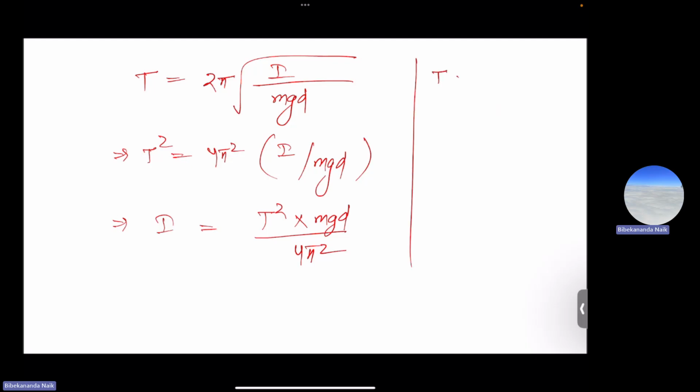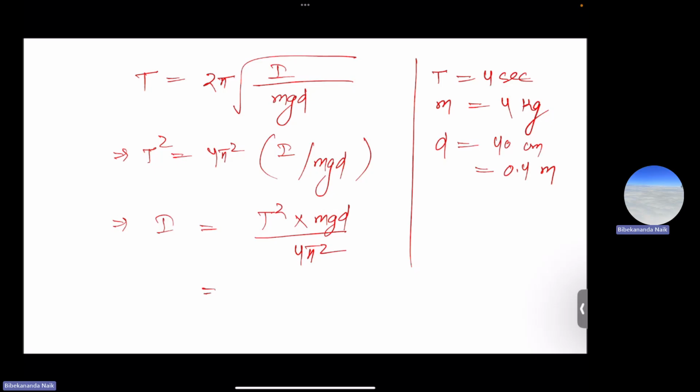We have T equals 4 seconds, mass is 4 kg, and d is 40 centimeter. So in terms of SI unit, 0.4 meter. That implies 4 square into 4 into 9.8 into 0.4 divided by 4 pi square. So 4 gets cancelled out.